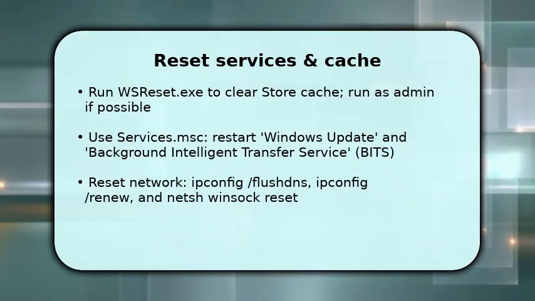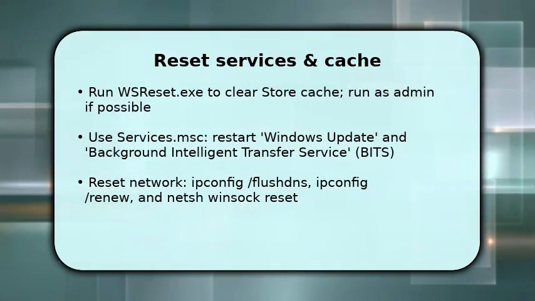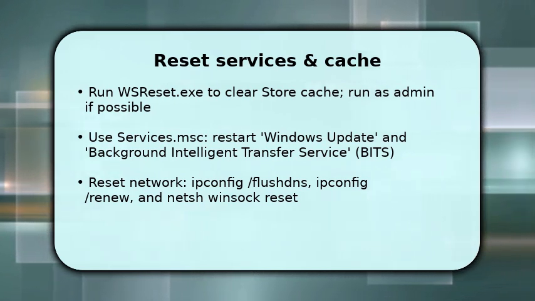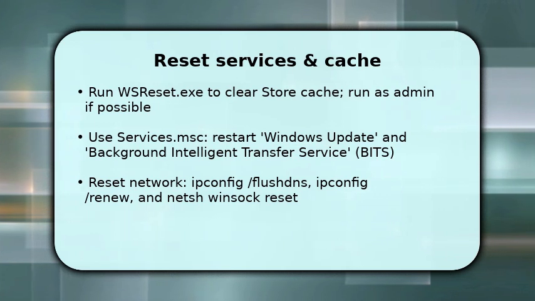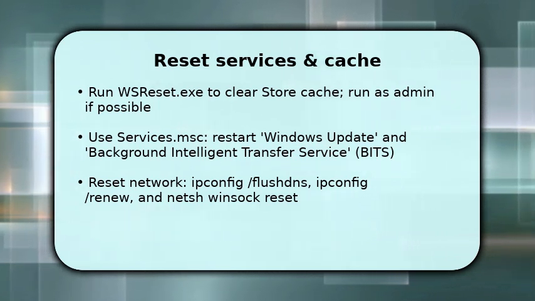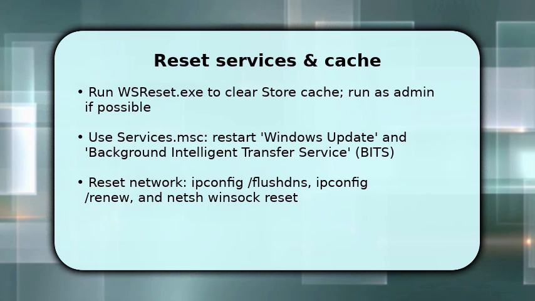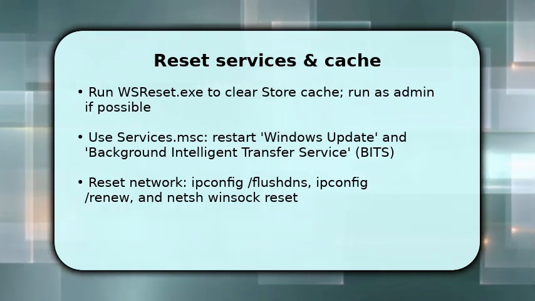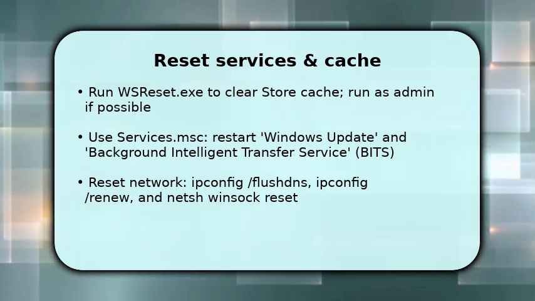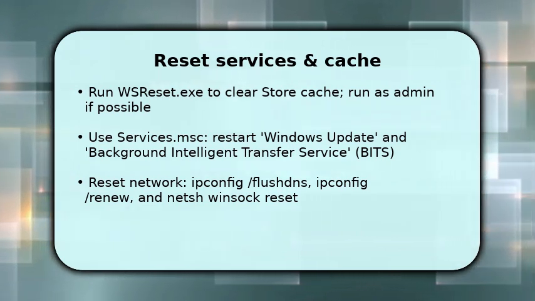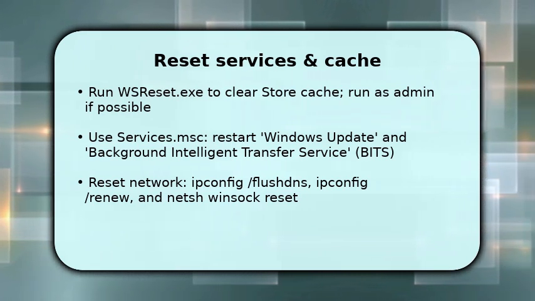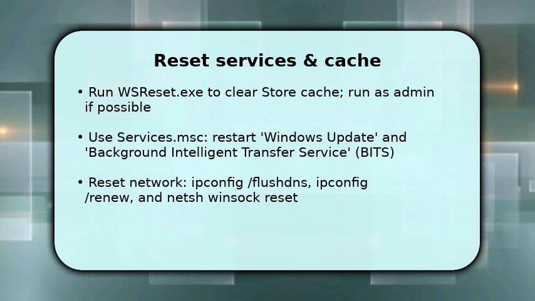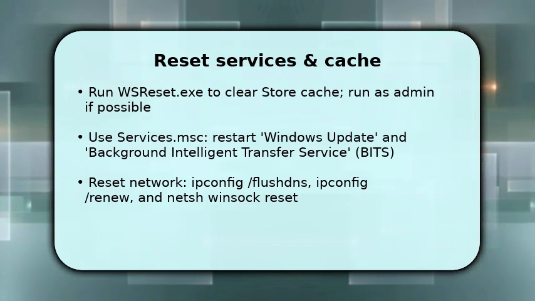Next, address app level and network stack causes. You run WSReset.exe to wipe the store cache, and then restart the Windows Update and BITS services because those services affect store connectivity and downloads. After that, flush DNS and renew IP using ipconfig commands, and reset the TCP/IP stack with netsh winsock reset to clear corrupted sockets. Make sure to reboot after those commands. These steps remove stale cache and network state that commonly produce the check your internet connection message.